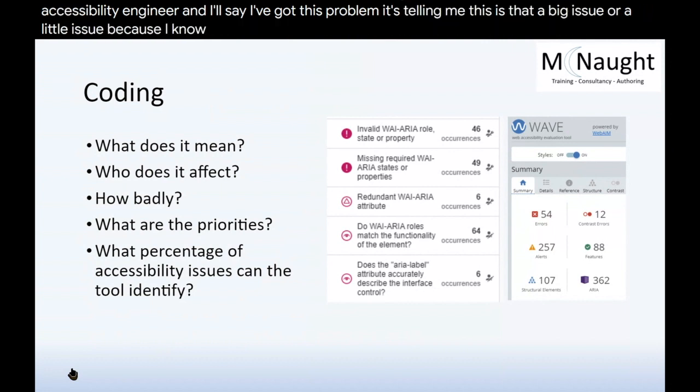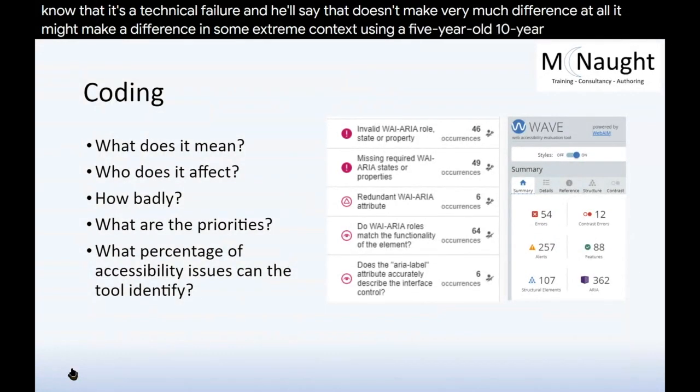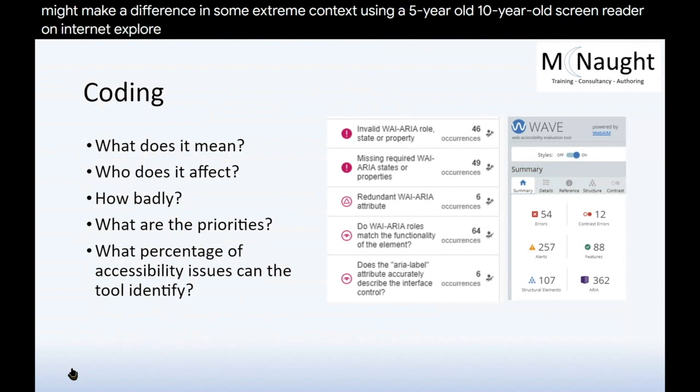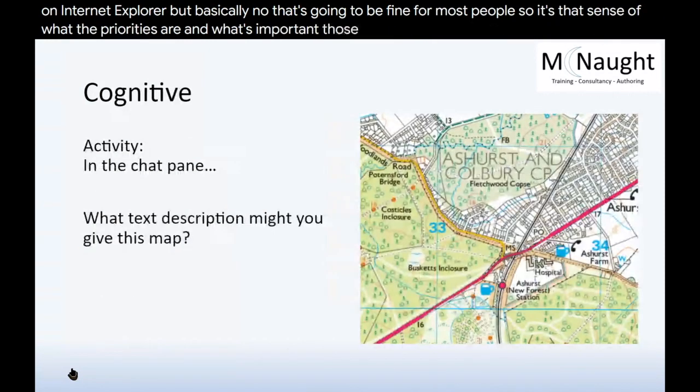Because I know that it's a technical failure. And he'll say, that doesn't make very much difference at all. It might make a difference in some extreme context using a 5-year-old, 10-year-old screen reader on Internet Explorer, but basically, no, that's going to be fine for most people. So it's that sense of what the priorities are and what's important. Those are important, but that's only one part of accessibility.